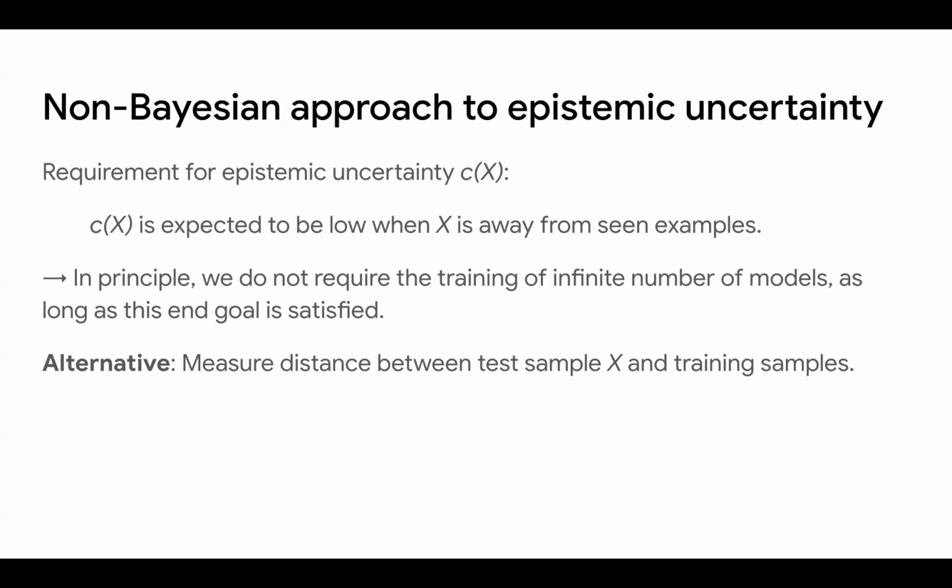Okay, so now let's look at non-Bayesian approaches for epistemic uncertainty. So what is the requirement for epistemic uncertainty in the first place? The confidence value has to be low when the data is kind of away from seen examples, right? And to have that kind of property, we don't actually even need an infinite number of models to do that, for example. One possible alternative is to measure the distance between test sample and the training samples. That's probably simpler, right?